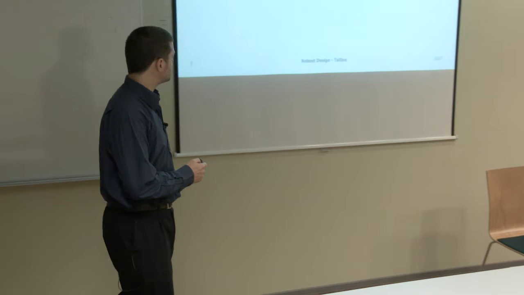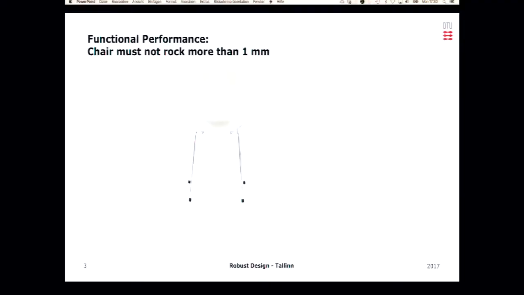And the architect comes up with a design that looks a little bit like this. Now, if we're to put some specifications onto this drawing, some dimensions and tolerances, because now we need to send this over to manufacturing to be produced, what do we need to control in manufacturing in order to prevent the chair from wobbling more than 1 millimeter? Can anybody tell me, what dimensions do we need to control on this drawing?